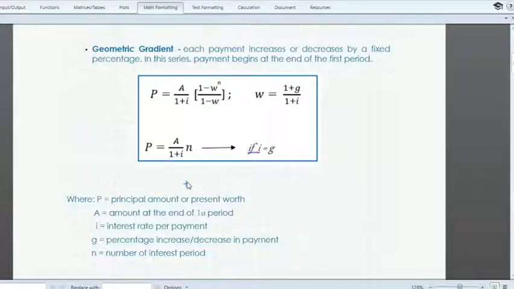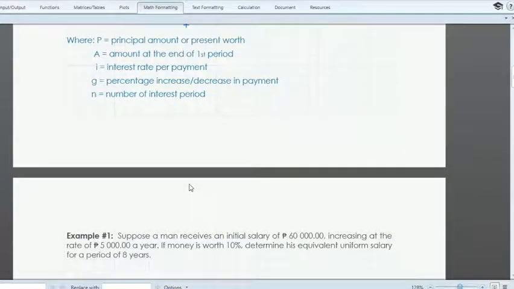What if the problem asks for the future worth? Later on, makikita din natin. Okay? So these are the formula na gagamitin nyo when computing for the gradient series. So meron kang dalawang tatandaan, si arithmetic at si geometric. So let's move on to our first example.